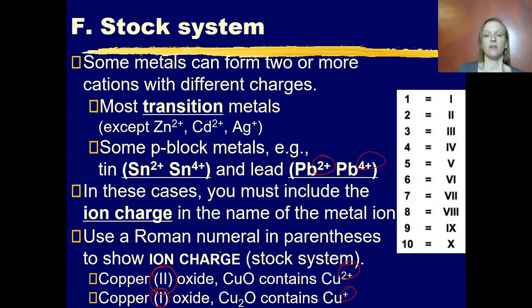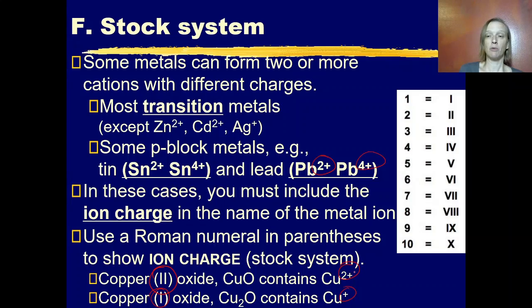Please notice that the Roman numeral tells you the charge on the ion. It does not tell you anything about the formula. Students often make the mistake where they say, oh, look, there's 1 copper in this formula, so this must be copper 1. That is faulty reasoning. This Roman numeral gives you the charge. So make sure that you're thinking about what that number 2 applies to correctly.